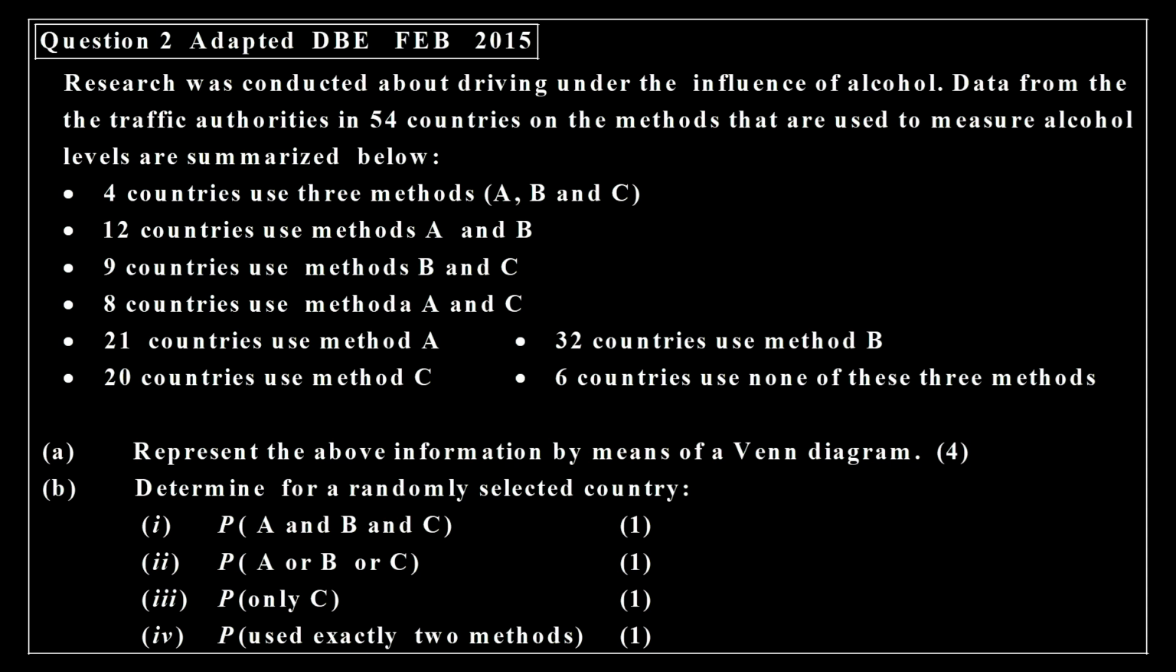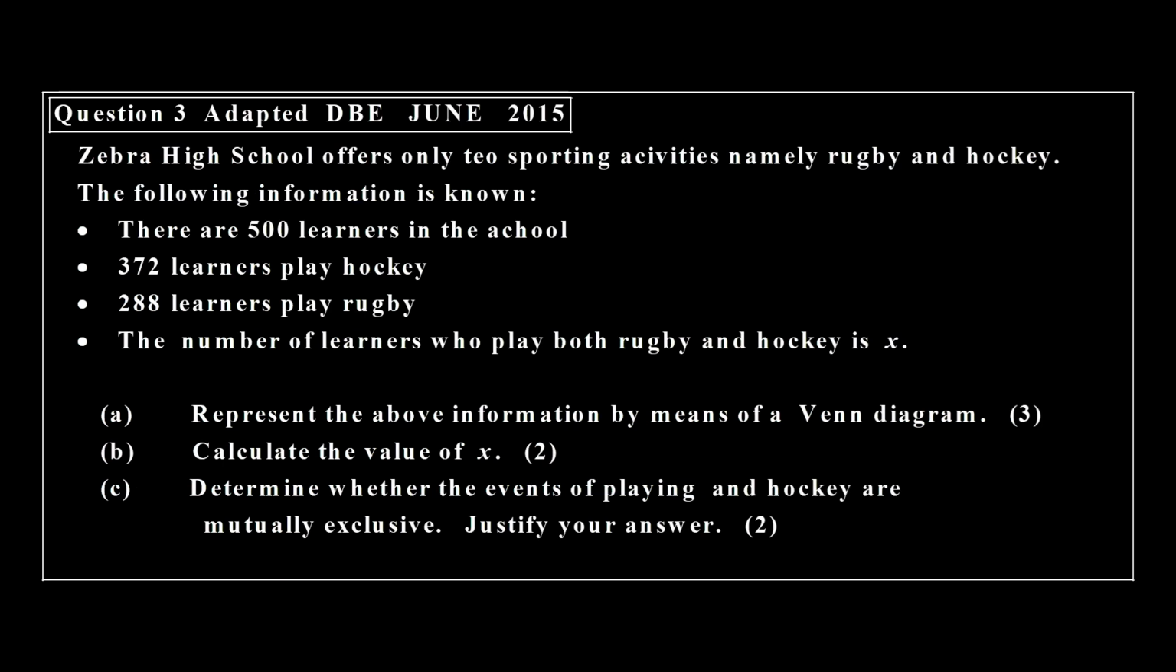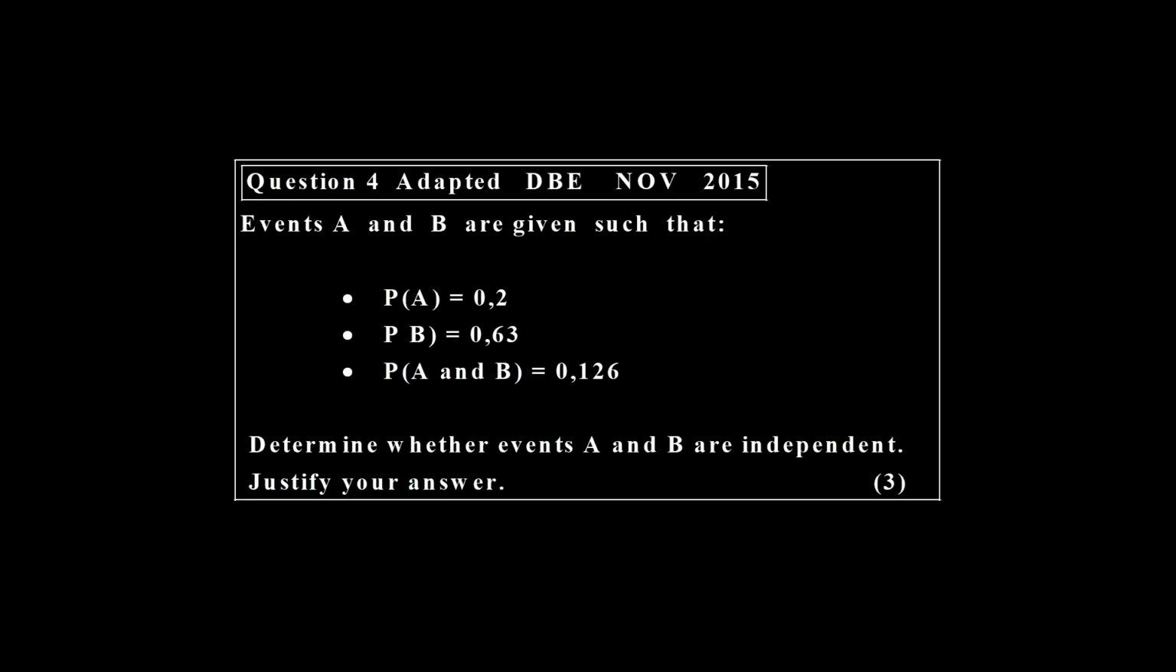In the second question, this is from February 2015. This is a question where you have to apply Venn diagrams. So this is a Venn diagram question. And question 3 is also a question where you have to use a Venn diagram with slightly different information. And question number 4 is a question where we have to apply the concepts of dependence, in this case independence.